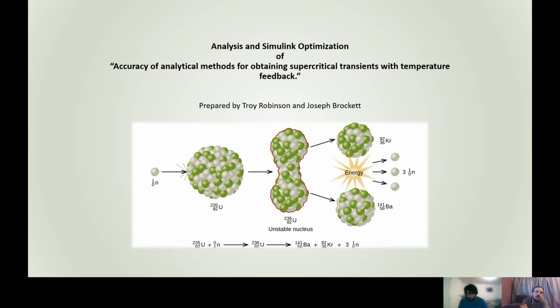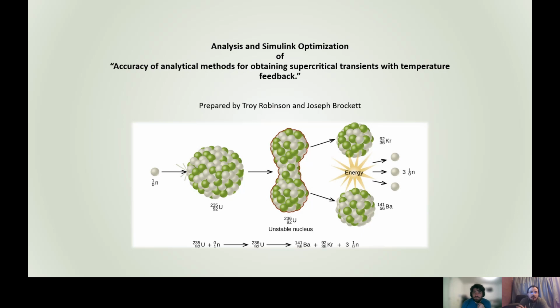Hello. Today we're going to talk about some analysis and Simulink optimization of a paper called Accuracy of Analytical Methods for Obtaining Supercritical Transients with Temperature Feedback. So what we're really talking about here is nuclear fission. Nuclear fission is when a nucleus of an atom breaks apart and releases energy. We use that energy to create nuclear power.